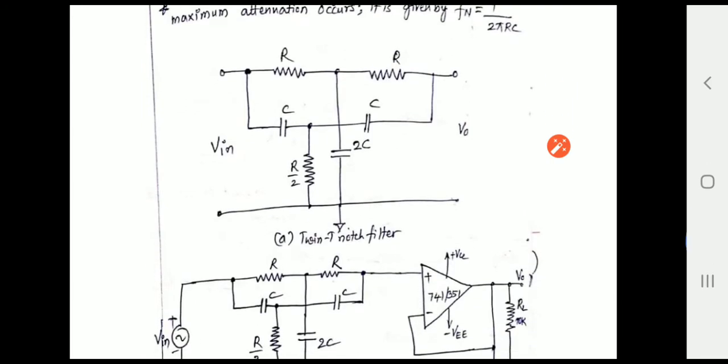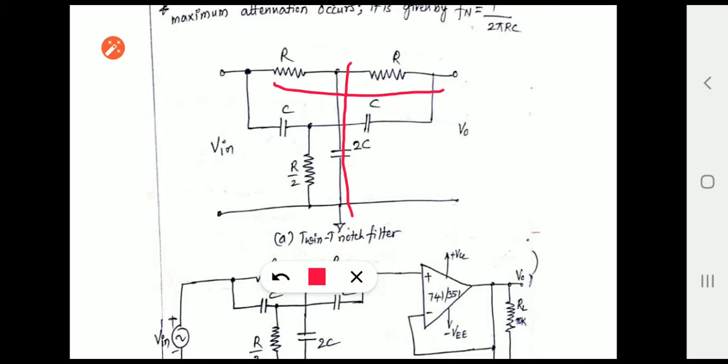Now look at the circuit diagram of the passive filter here. It is called a twin T notch filter. Why do we call it a twin T? Here it has two T networks. The first network is formed by two resistors and one capacitor. This is one T here, and the other one uses two capacitors and one resistor. Hence it is called a twin T network.